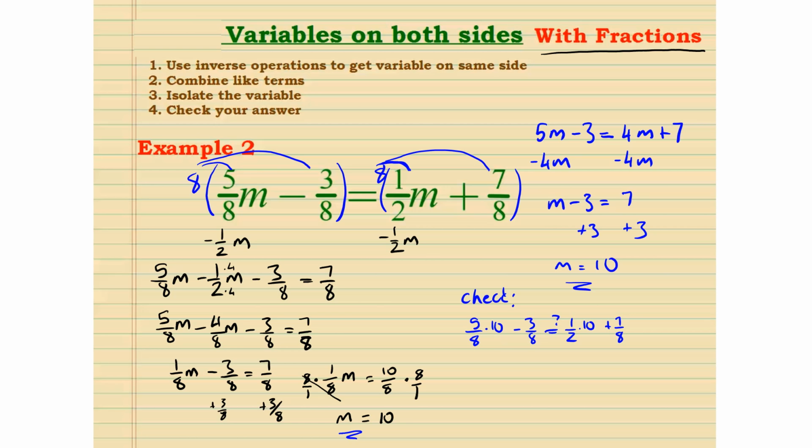I'm going to expand the second fraction by 4 so that I can have the common denominator to add. 5 times 10 is 50/8 minus 3/8. Is it equal to 40/8 plus 7/8? And then it turns out that we have 47/8 is yes equal to 47/8. That confirms our answer was correct.